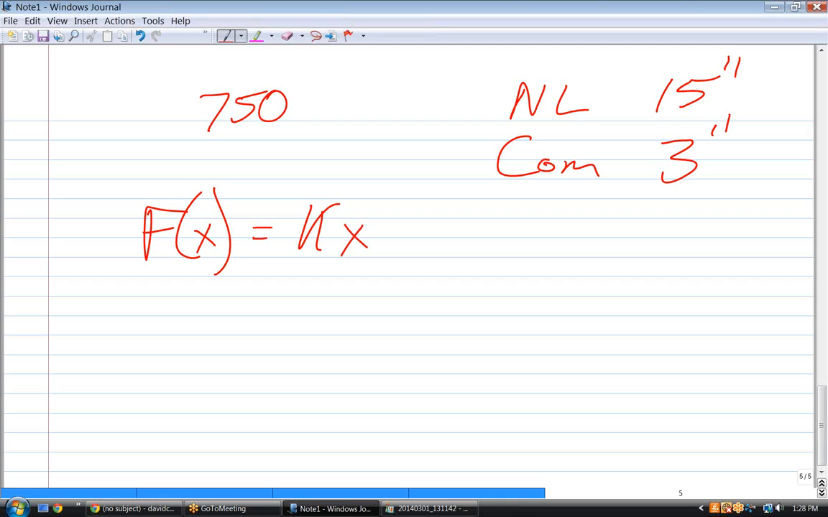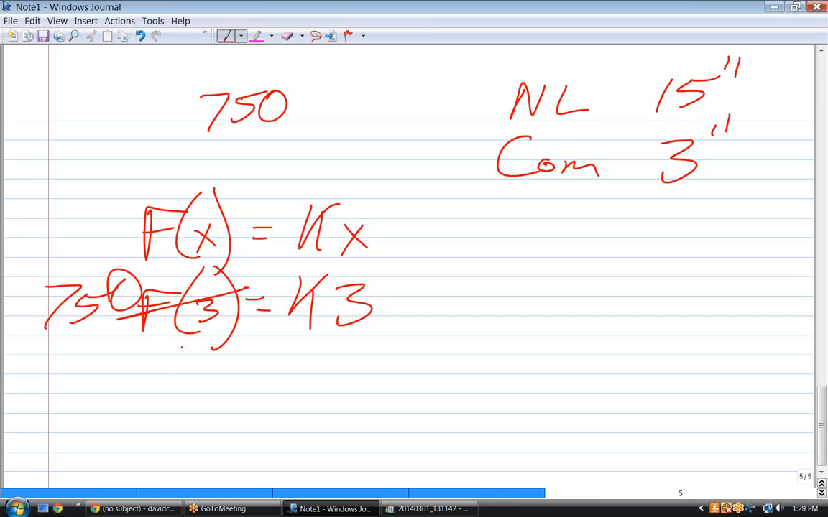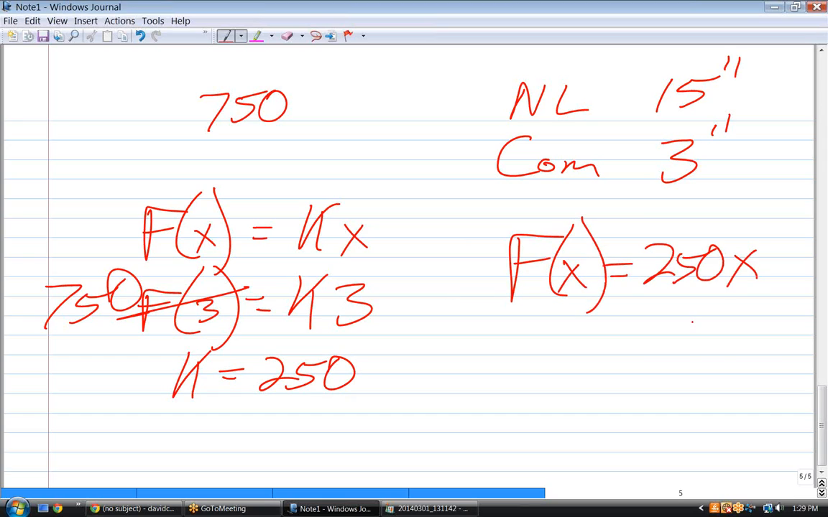So they're saying that to compress it 3 inches equals K times 3, and to compress it 3 inches is 750. So K equals 750 divided by 3. So K equals 250. Okay. So our equation is F of X equals 250X.